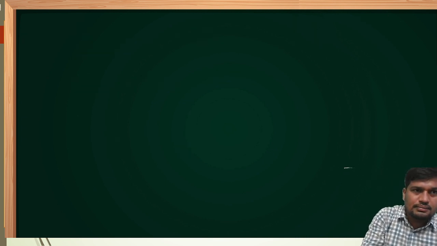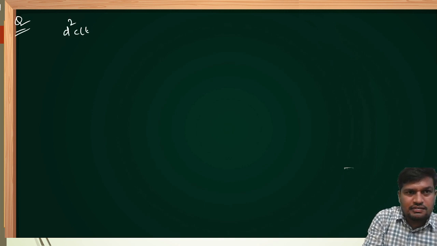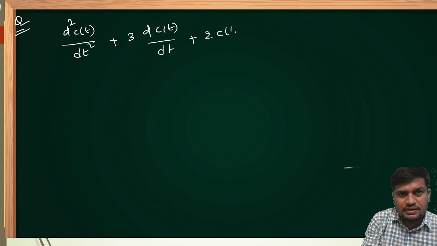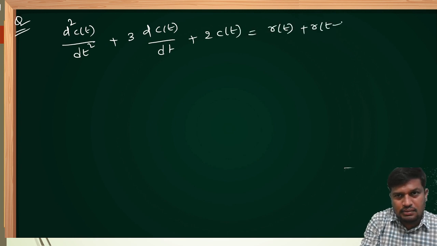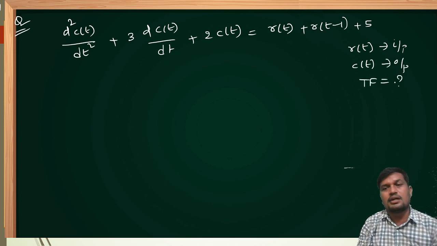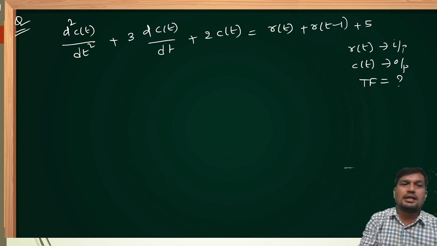Another question. Let's say d square c of t upon dt square plus 3 dc of t upon dt plus 2c of t is equal to r of t plus r of t minus 1 plus 5, where r of t is the input to the system and c of t is the output of the system. Its transfer function between output and input is the question. Just apply Laplace.